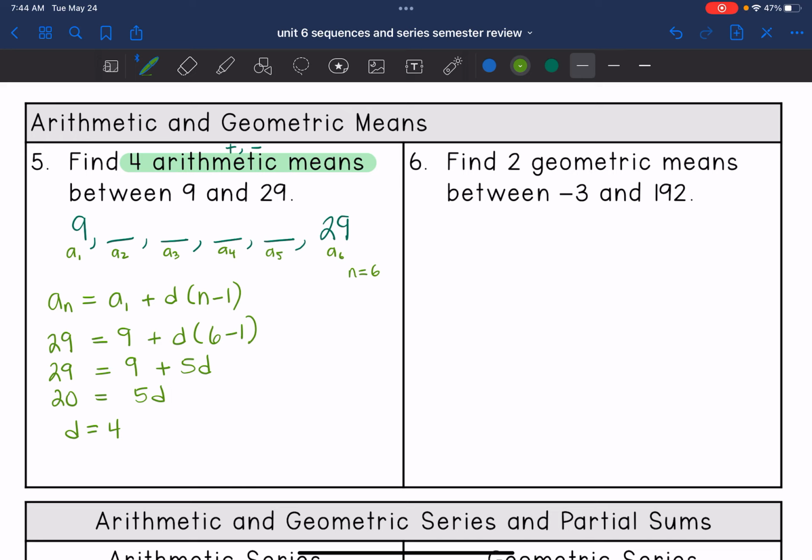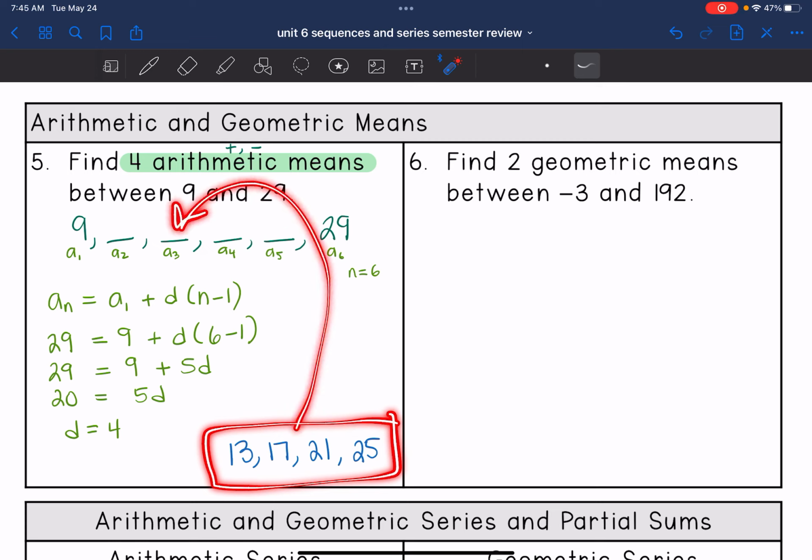So that's the pattern. If I go back to my list up here, 9 plus 4 would give me 13. Plus 4 again is 17. Plus 4 again is 21. Plus 4 again is 25. Plus 4 again gives me the 29. So these 4 numbers right here are what goes in these blanks.